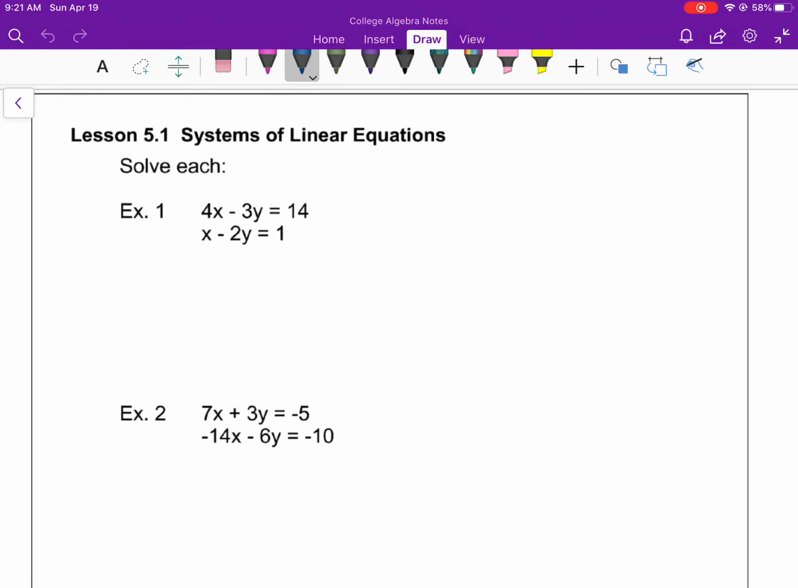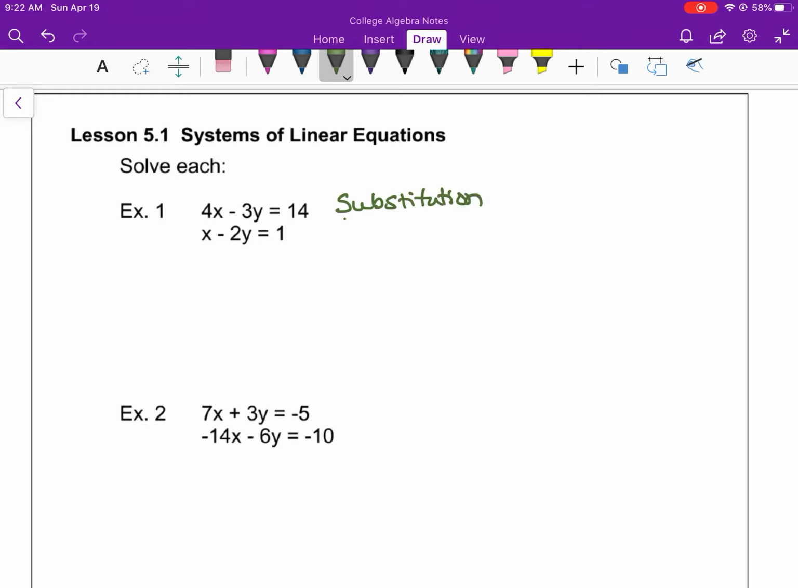College Algebra. This is lesson 5.1, and in lesson 5.1 we're going to solve systems of linear equations. So this lesson is going to take you back to Algebra 1 and Algebra 2. We're going to start with systems of two equations, and by the time we're done with this lesson, you'll be solving systems of three equations with three unknowns. So we're going to start with this first one. We're just going to do substitution.